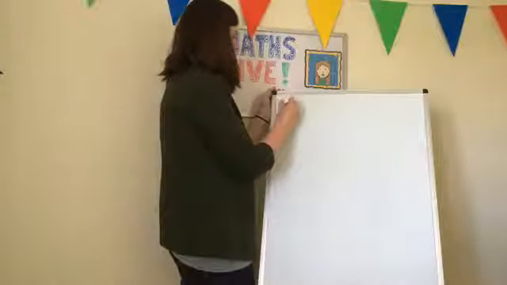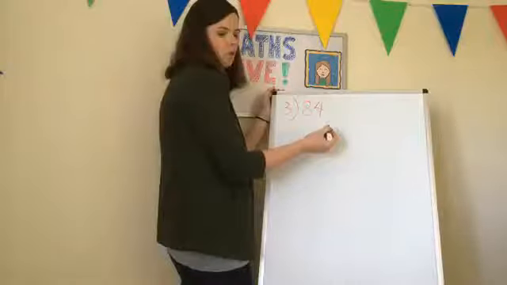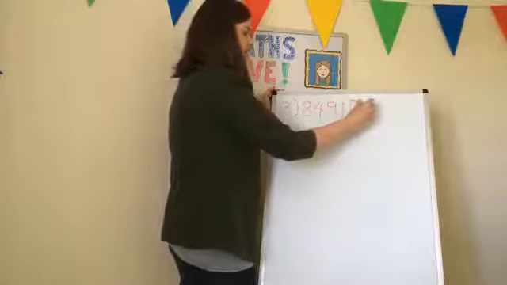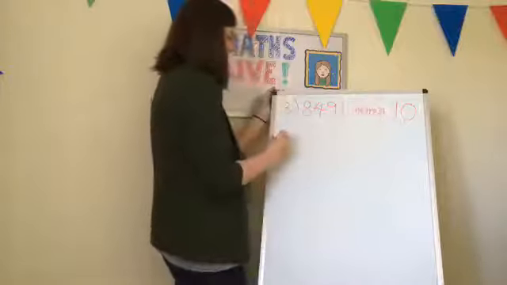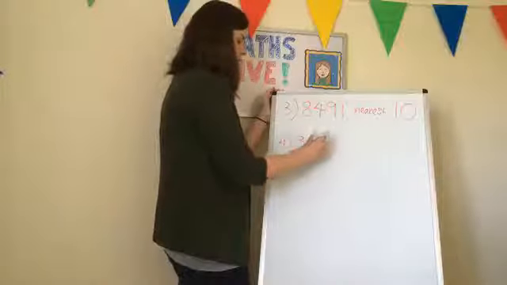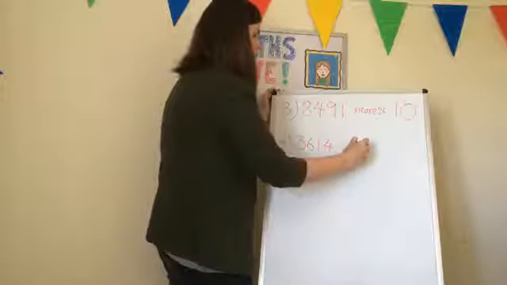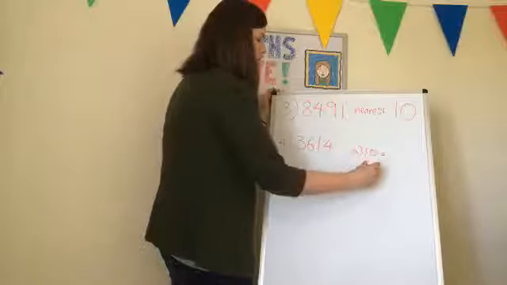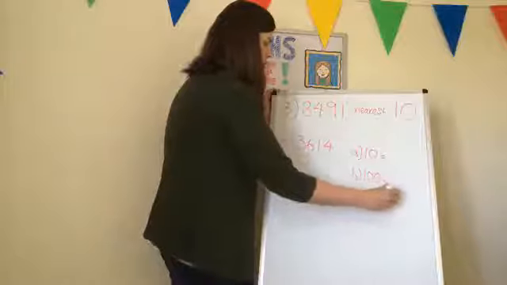So question 3 is 8,491, and I'd like that to the nearest 10. To the nearest 10. And question 4 is 3,614, and this is a year 6 question. So I first of all like it to the nearest 10, and then the nearest 100, and then the nearest 1,000. Off you go.